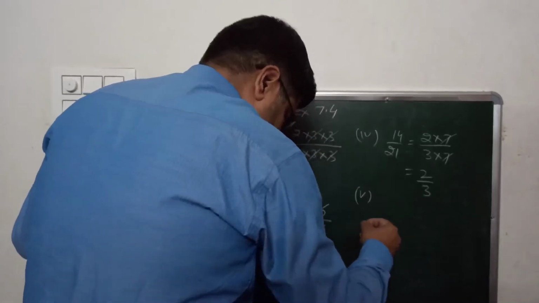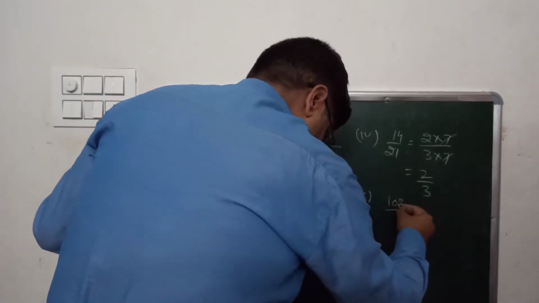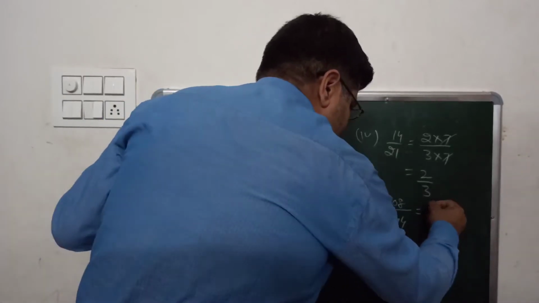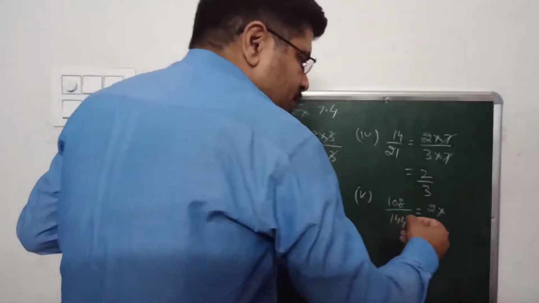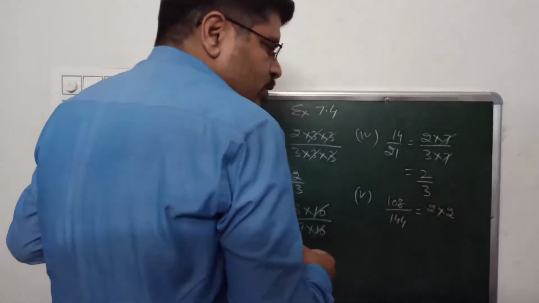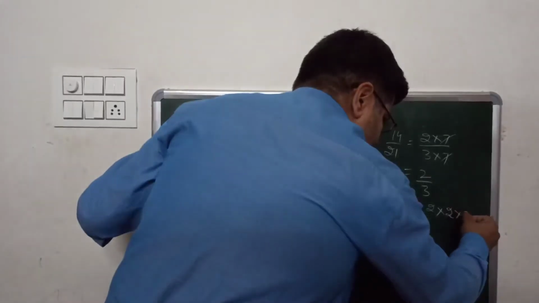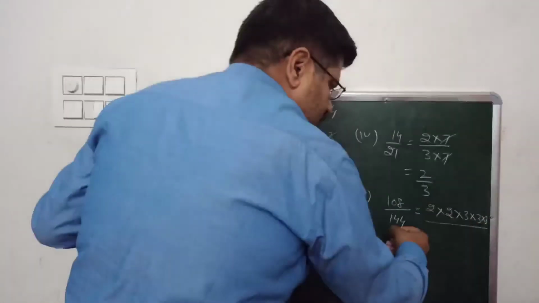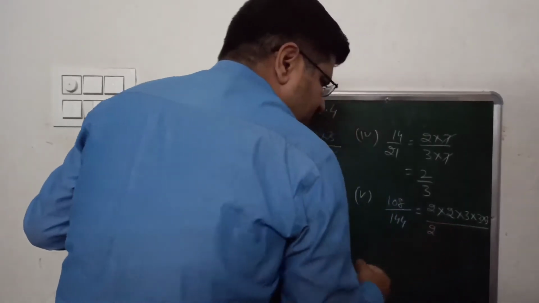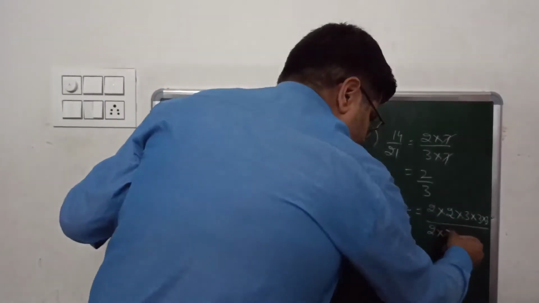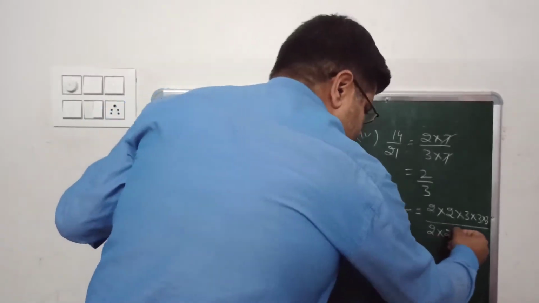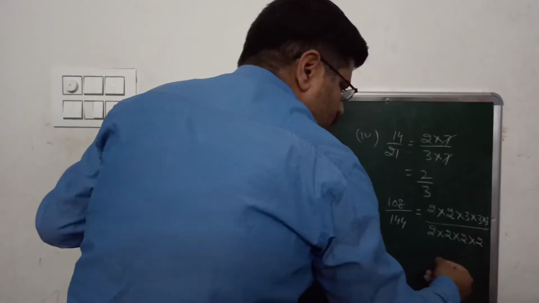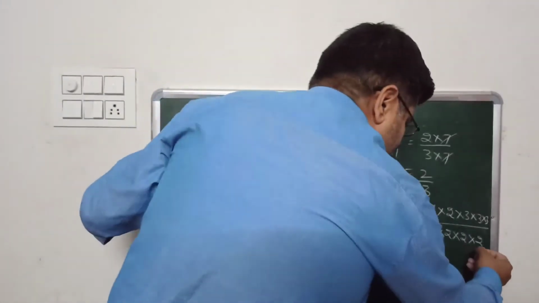Now the fifth part, 108 upon 144. You will make its factors. 108, 2 into 54. 54 is again divisible by 2, so 27. And factors of 27 are 3 into 3 into 3. Divided by 144. 144 divided by 2 is 72. 72 divided by 2 is 36. 36 divided by 2 is 18. 18 divided by 2 is 9. And then 3 into 3.